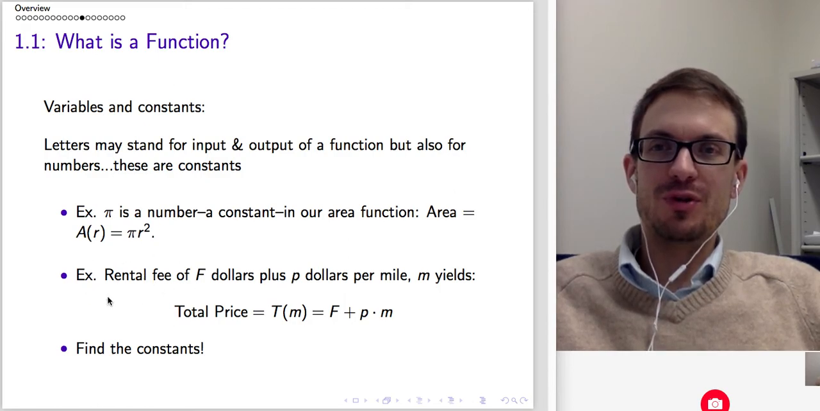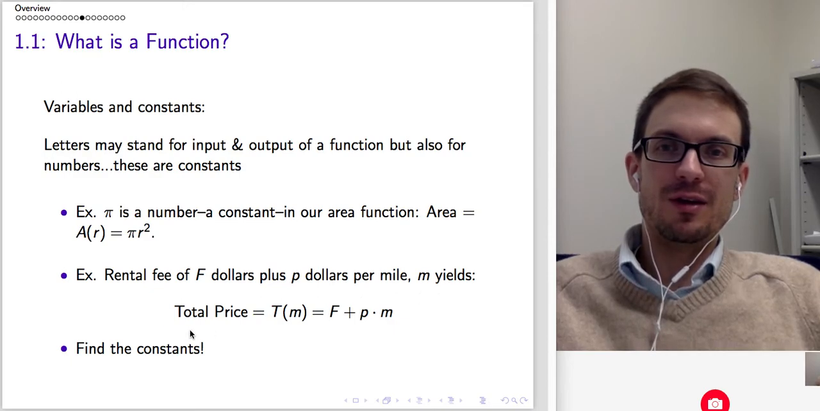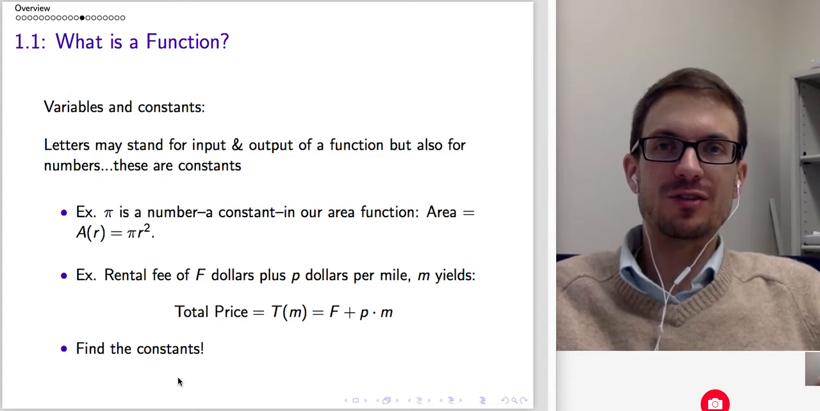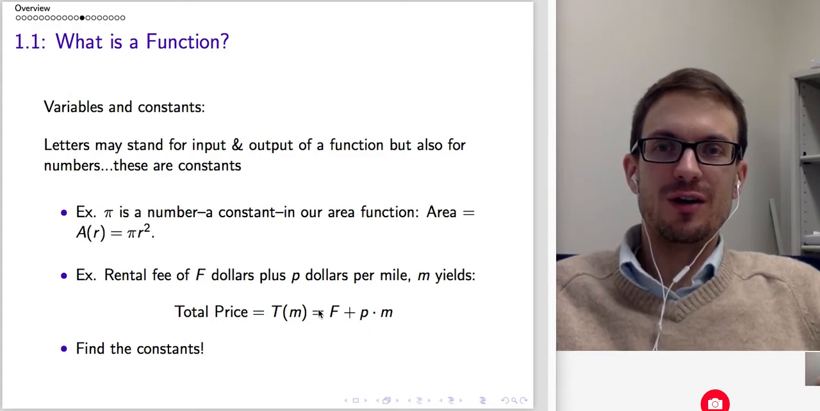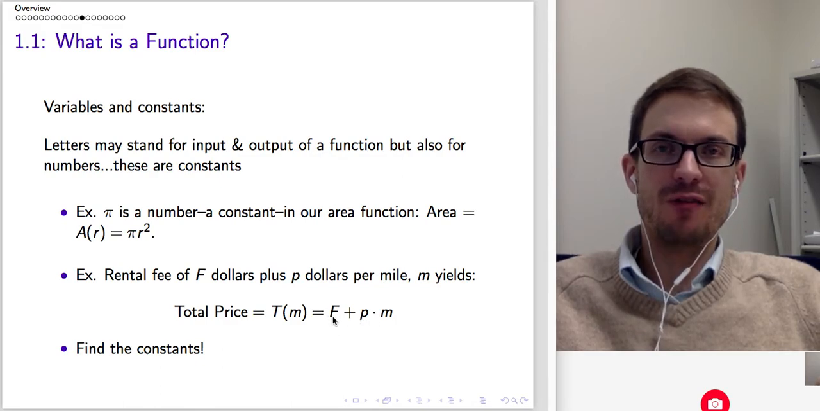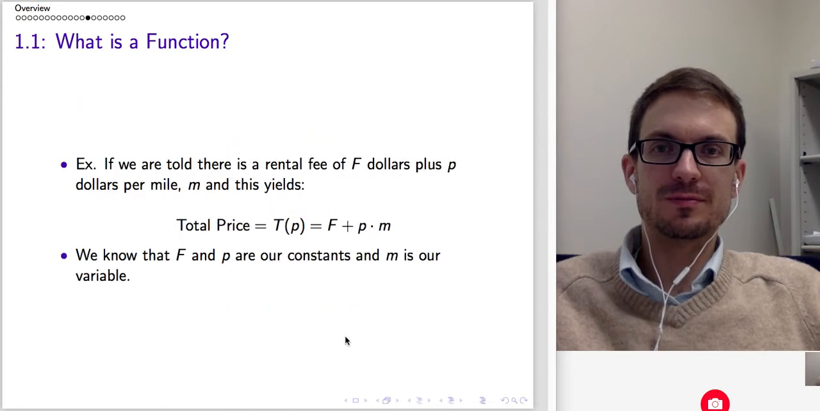Similarly, down here, suppose we have a rental fee of $F plus P dollars per mile, M, and this yields total price as a function of miles. So find the constants. Well, total price has to be our dependent variable, which is determined by the amount of miles. So our constants, well, P, that's our slope constant, and F, that's our intercept constant. Okay.